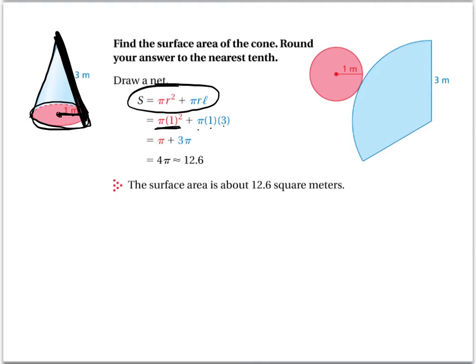1 squared is just 1, so I have left over just pi on the left, and then 3 times 1 is 3, times pi is 3 pi. So I add that together, that'd be 1 pi plus 3 pi is 4 pi, and 4 times 3.14 is about 12.6. So the area of this is 12.6 square meters.